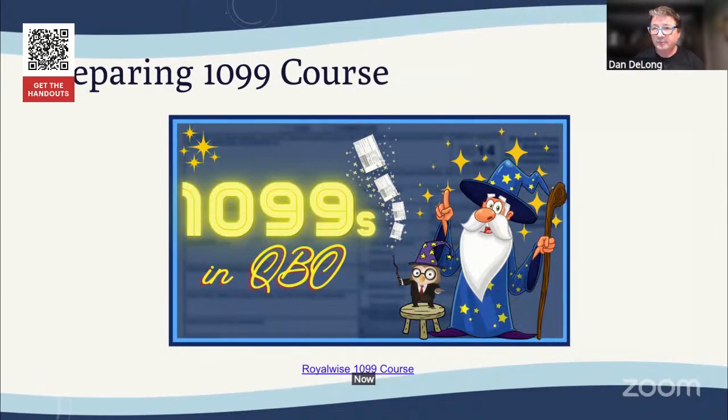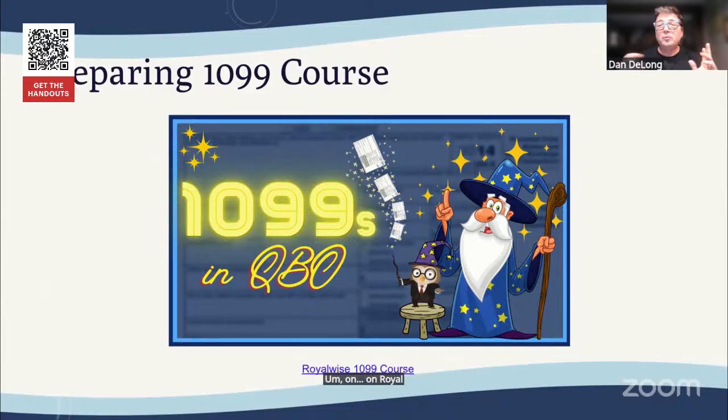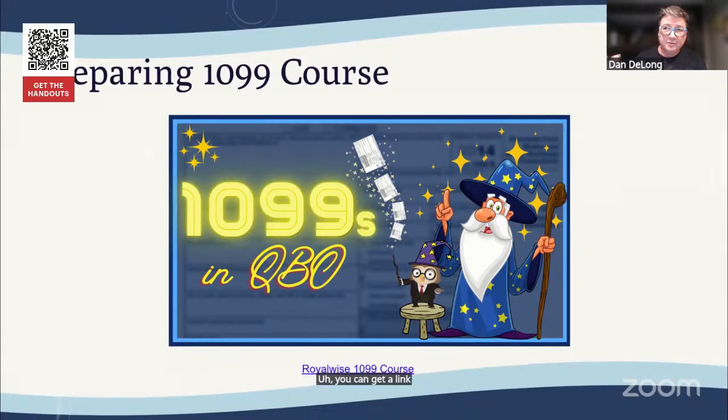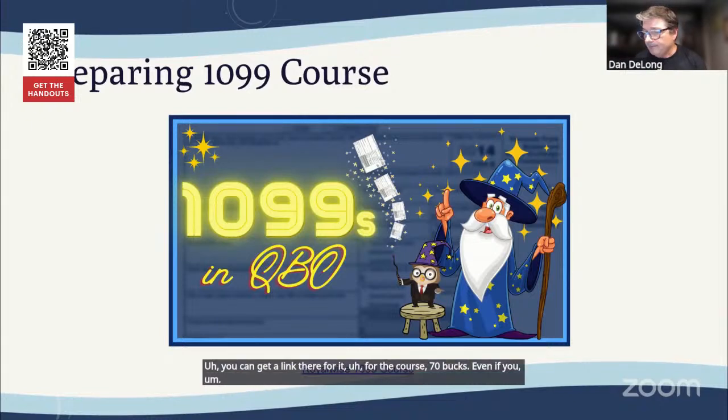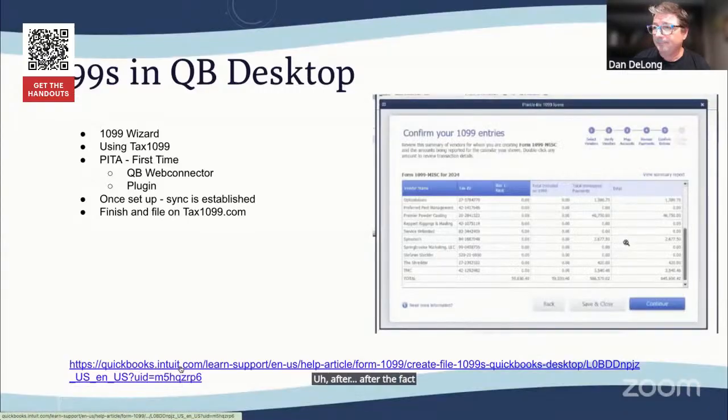Now, we're not going to cover how to do all these things because my friend Alicia Katz-Pollock is actually running a course right now on RoyalWise, a 2-hour course about how to process and do these things inside of QuickBooks Online. You can get a link there for the course. It's $70. Even if you can't attend today, you'll have access to the recordings and the Q&A after the fact. So there's a link there for that.